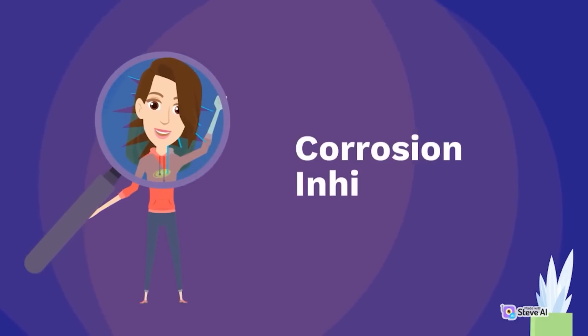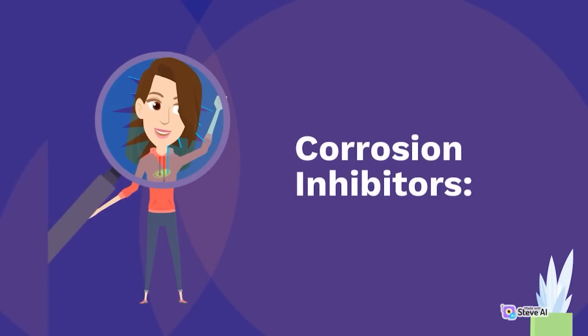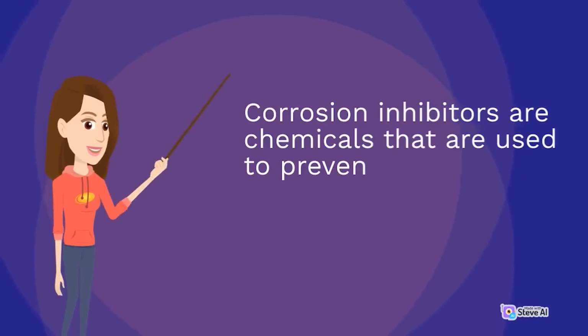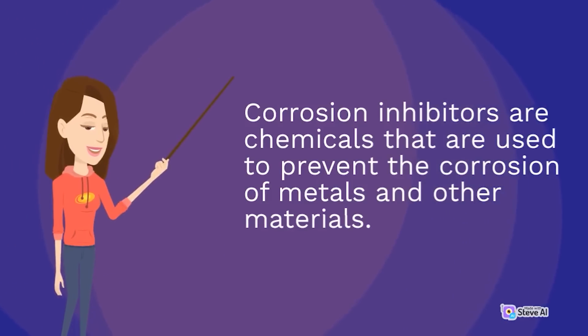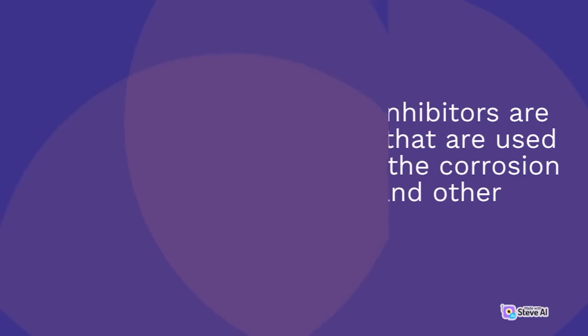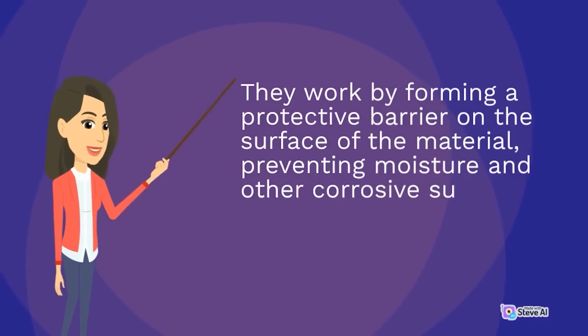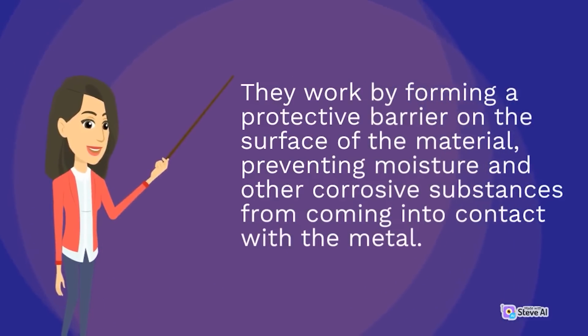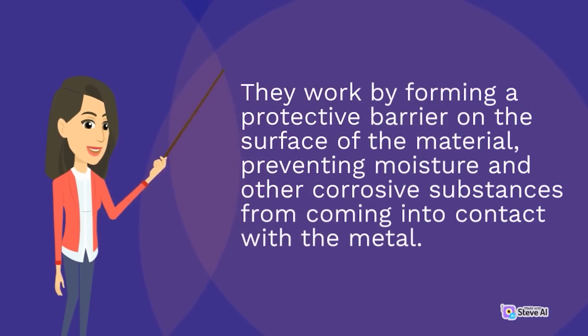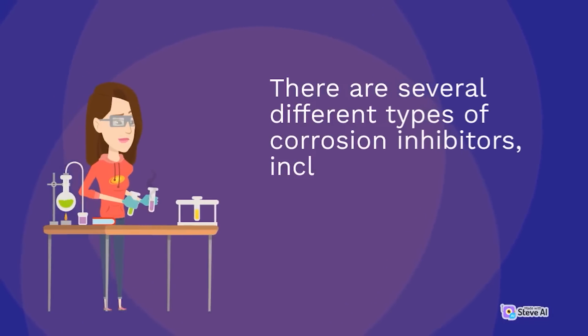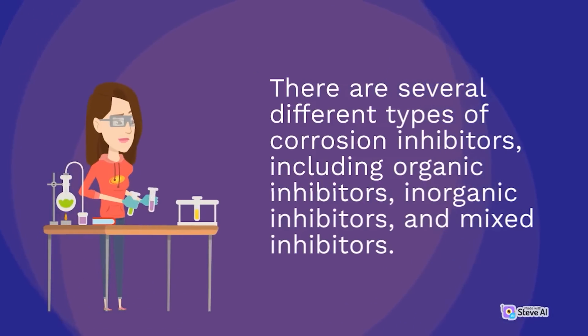Corrosion inhibitors. Corrosion inhibitors are chemicals that are used to prevent the corrosion of metals and other materials. They work by forming a protective barrier on the surface of the material, preventing moisture and other corrosive substances from coming into contact with the metal. There are several different types of corrosion inhibitors, including organic inhibitors, inorganic inhibitors, and mixed inhibitors.